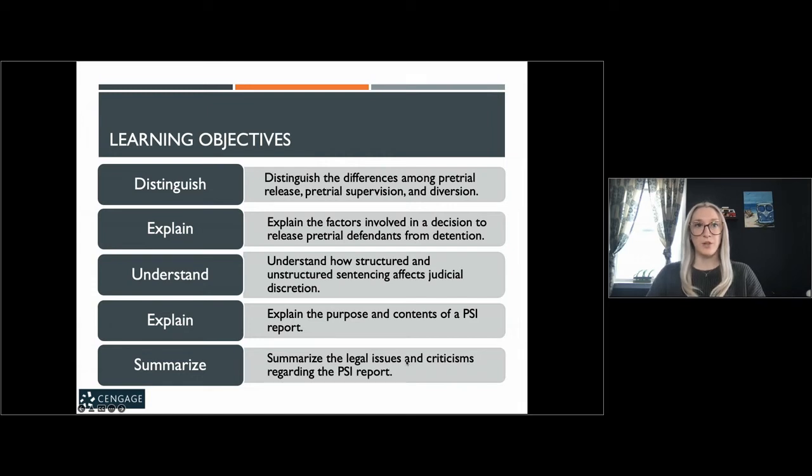By the end, you should be able to distinguish the differences among pretrial release, pretrial supervision, and diversion, explain the factors that are involved in a decision whether to give pretrial release to a defendant from detention, understand how structured and unstructured sentencing affects judicial discretion, explain the purpose and contents of a PSI report, as well as to summarize the legal issues and criticisms of the PSI report.